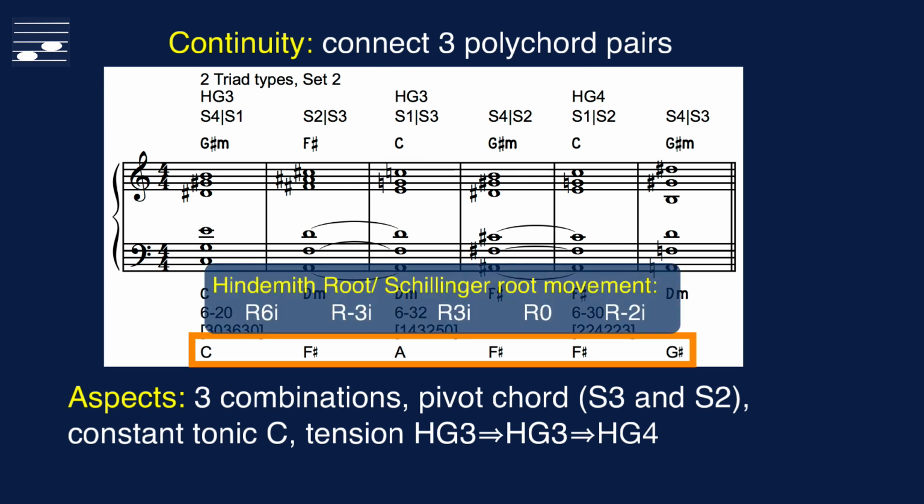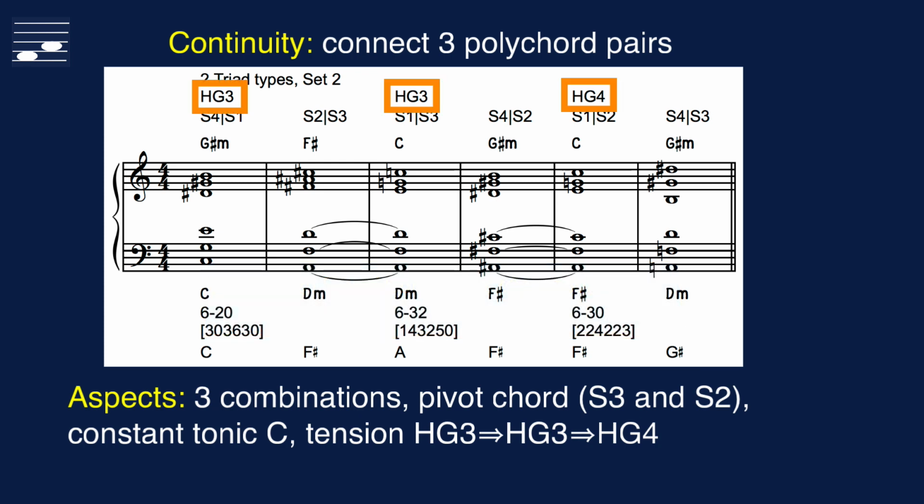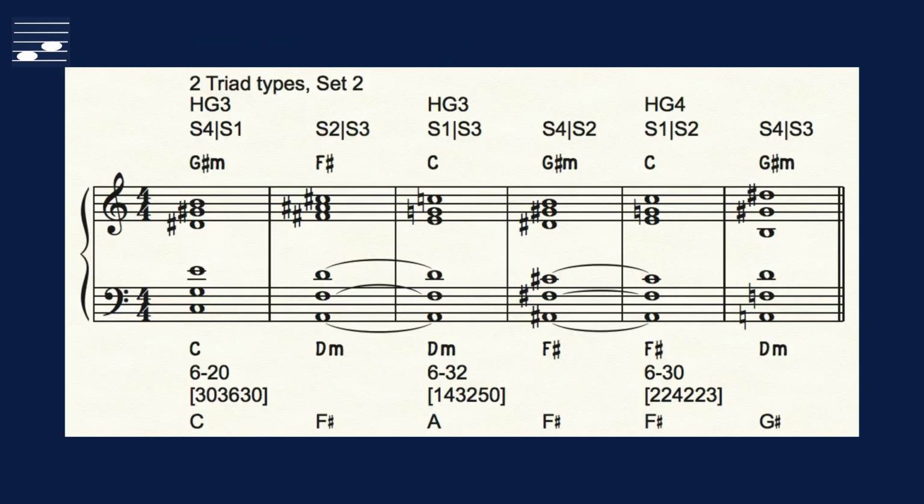The Hindemith chord root changes as shown here, and we see many root movements by multiples of minor thirds up and down. The final polychord raises the chord tension level from Hg3 to Hg4.